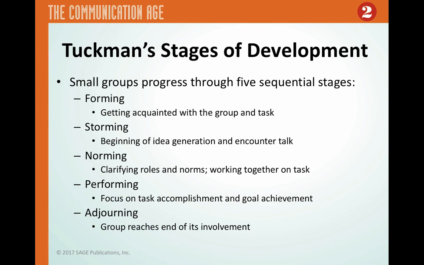Norming is where roles and norms set in. This is where you start working together on a task and there are rules and guidelines that you all start becoming familiar with. You all start learning the norms of the group and how the group functions, and you all create this together. You create these norms and roles and rules as the third step.